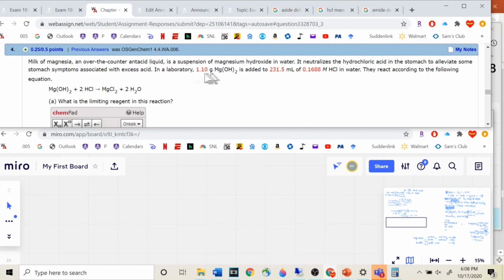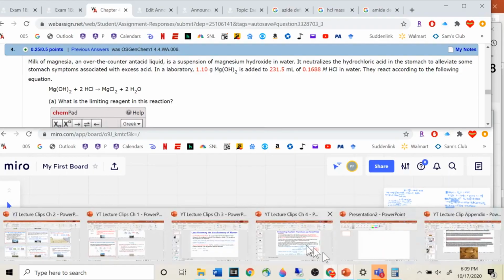In this question, the quantity of both reactants, magnesium hydroxide and hydrochloric acid, is given. Whenever that's the case, we know one of the two must be the limiting reactant, and we need to find out the limiting reactant first.